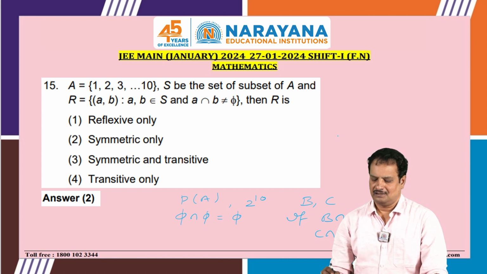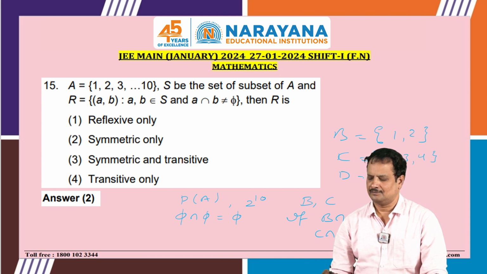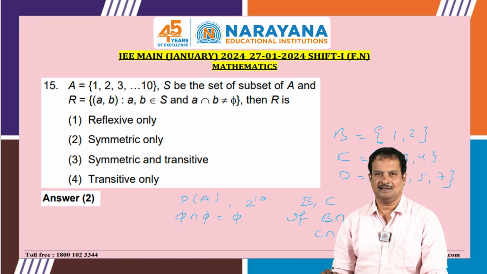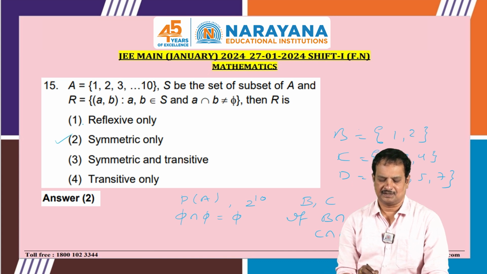Okay. The transitive property we can verify like this. For example, I will take some set B, or some other name you can take. So I have taken the two elements 1 and 2, for example. Next, set C, the set having the elements 2, 3, and 4. Next, set D, and in this case I am taking 4, 5, 7. Now, the intersection of B and C is not a null set, and the intersection of C and D is also not a null set, but the intersection of B and D is a null set. That clearly indicates it is not a transitive relation. It is only symmetric. That's why the second option is correct.